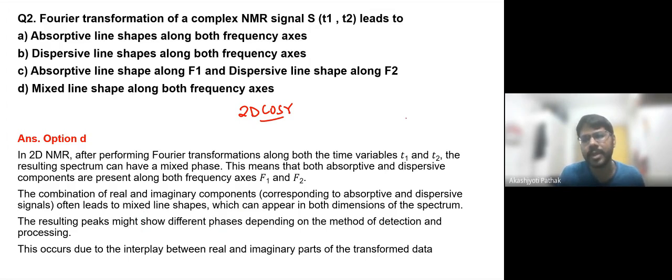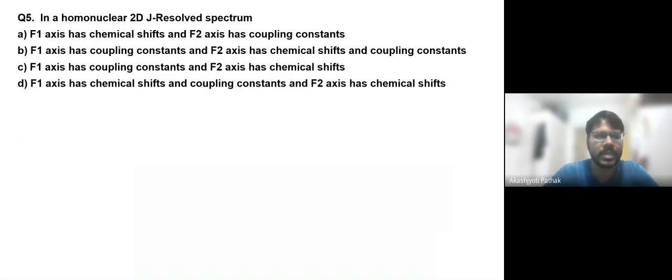So whether, as we were discussing, your detector is placed in the x-axis and your FID is in the x-axis, then you will get absorptive doublet signals, and in the f-axis you will get dispersive signals. So the answer is option D.